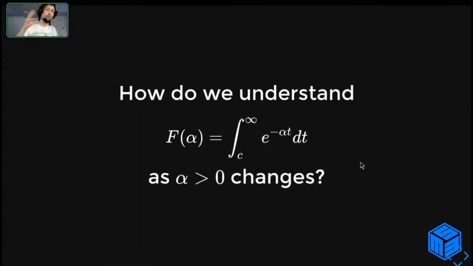So how would we understand a function like f of alpha equal to the integral from c to infinity of e to the negative alpha t dt, where e is Euler's constant, and you have that nice exponential function. So how would alpha positive change? And of course, you need alpha to be positive in order for this integral to converge. I didn't note it, but c also needs to be positive as well.